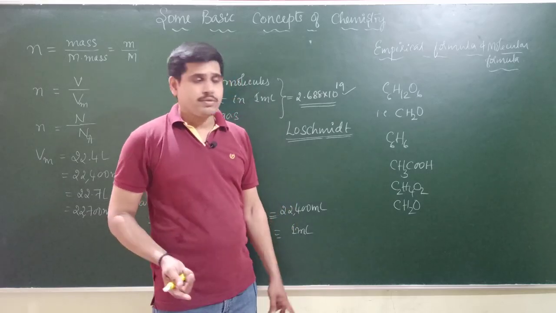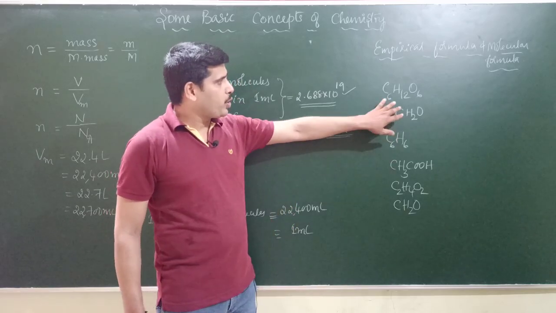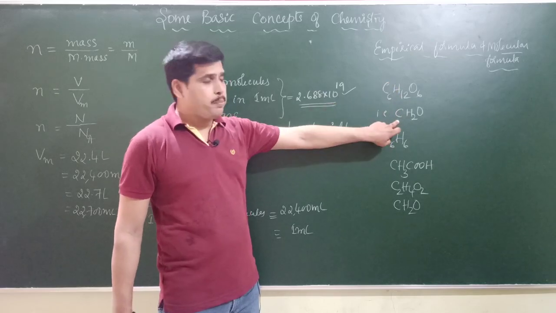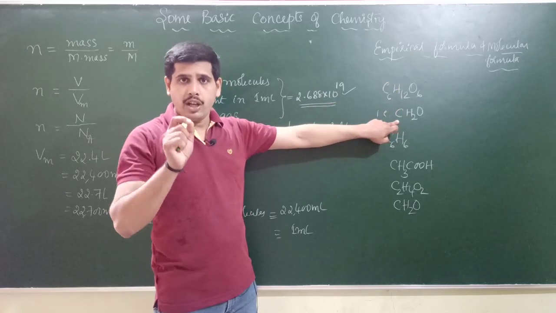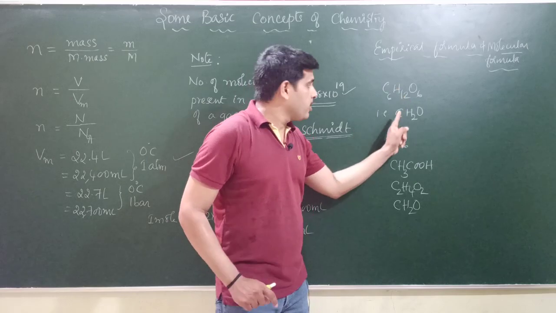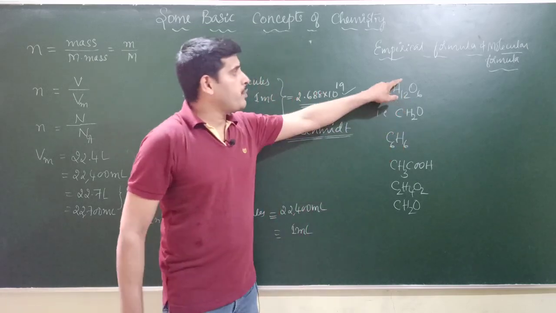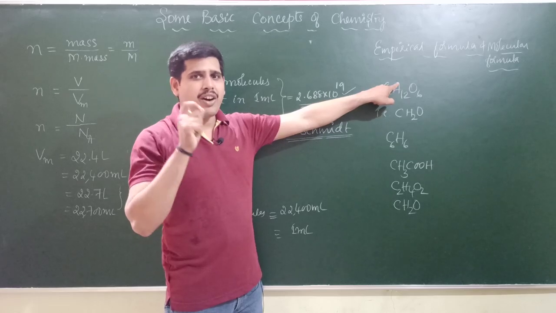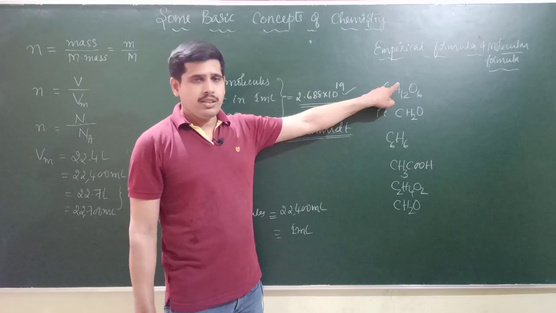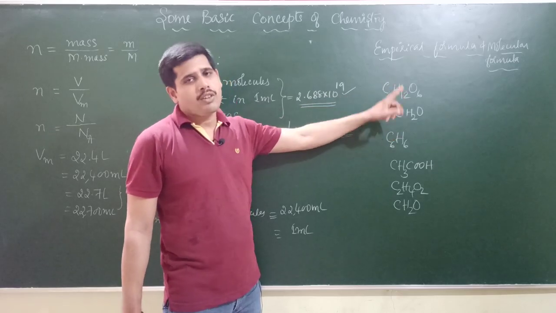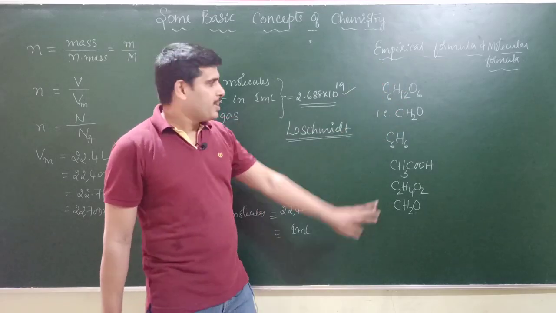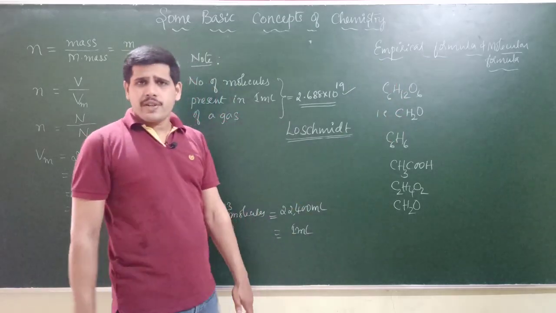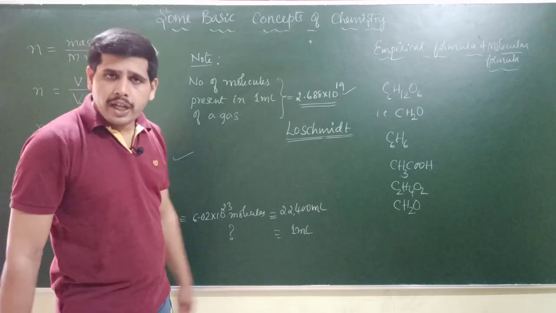What is that relation? Let us understand. We can obtain the molecular formula from the empirical formula. I repeat, we can obtain the molecular formula from the empirical formula by multiplying by a certain whole number or integer. What is that integer? We have to see. Is that fine? So we will establish a relationship between molecular formula and empirical formula.